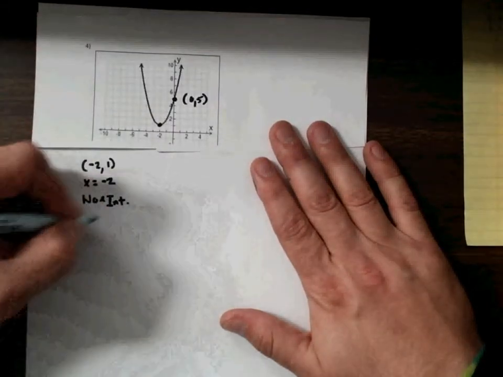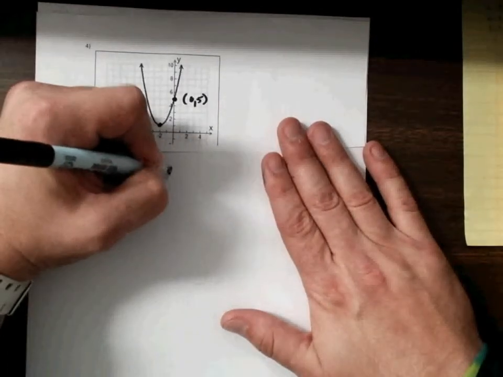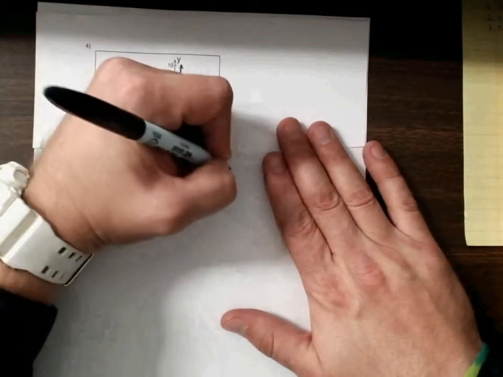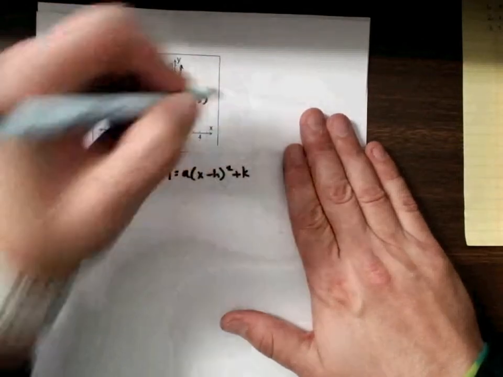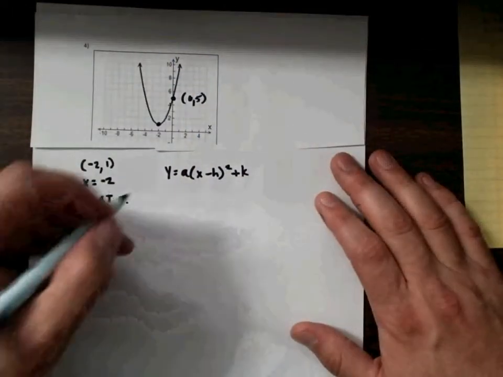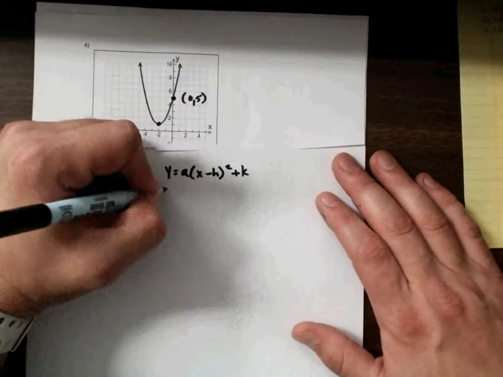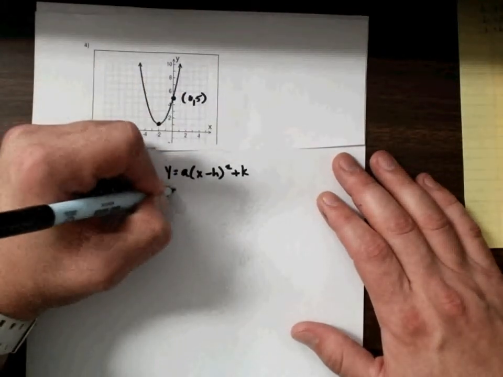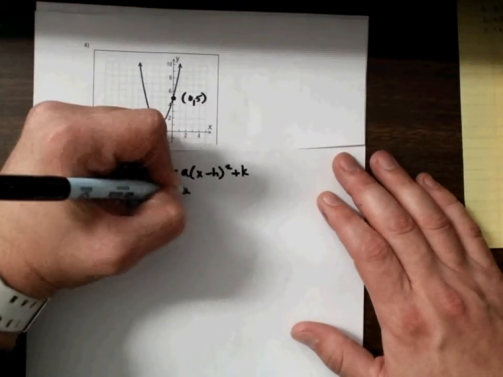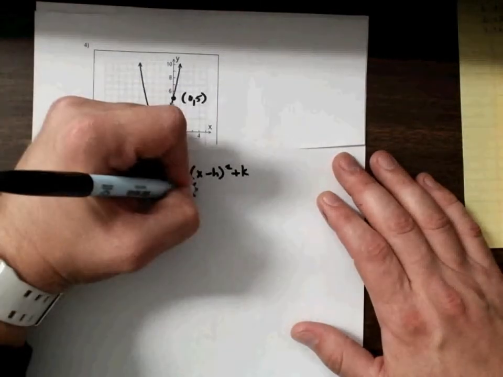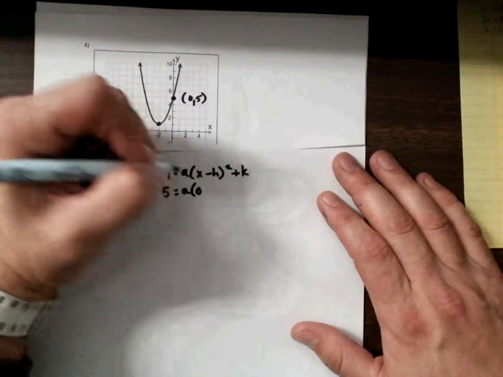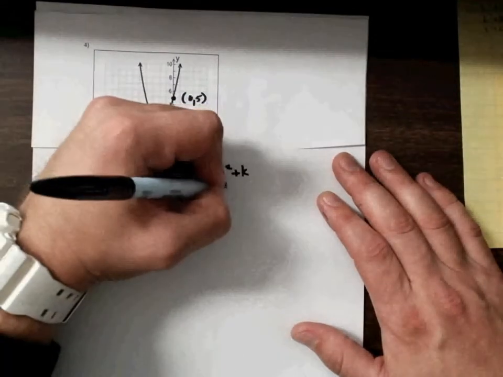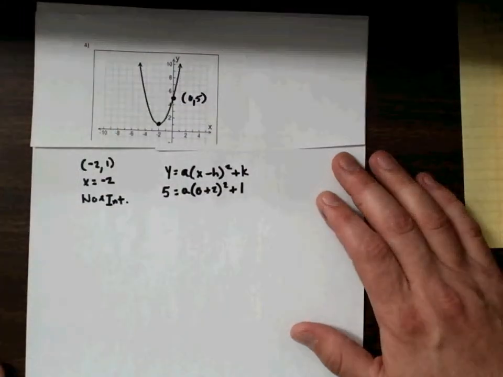All right, and so I'm going to plug it into this. This is my vertex form. My vertex is going to go in as h and k, and my x and my y is going to come from the other point at which it passes through. So this is going to be 5 equals a parentheses 0 plus 2 squared plus 1, down to one variable a.